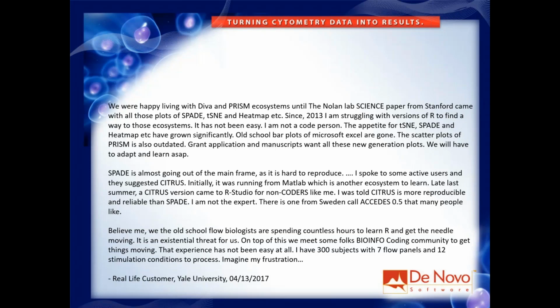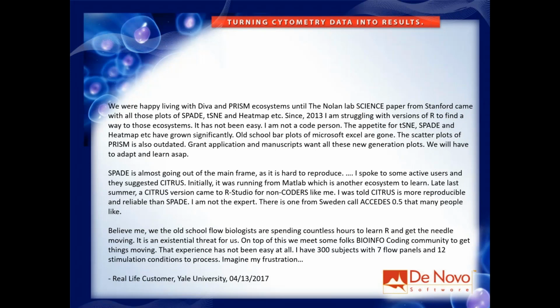I'm not a coder. The appetite for tSNE and SPADE has grown significantly. The scatter plots of Prism are outdated. Grants and manuscripts all want these new plots. Basically, the customer is complaining that SPADE, even though it was announced with a lot of fanfare, already within a year stopped being that popular. I spoke to some active users and they suggested Citrus. Initially, it was running from MATLAB, which is another thing to learn. Last summer, Citrus came to RStudio, but then I was told that ACDC 0.5 is something people like.